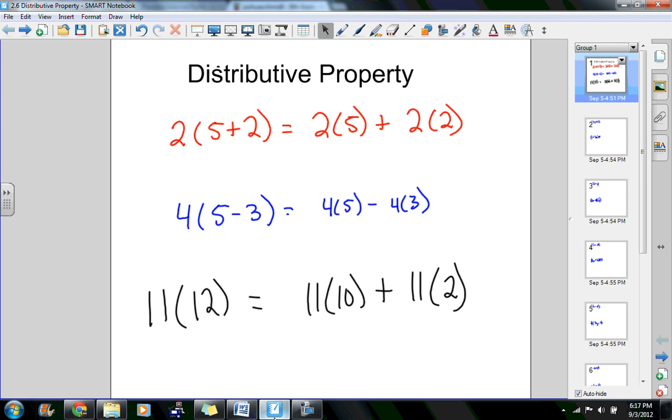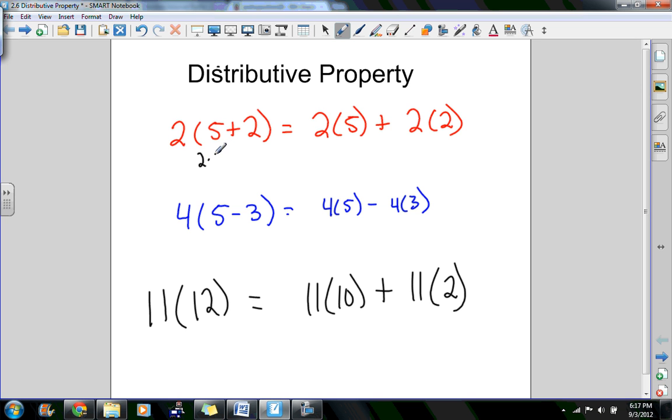The distributive property, we learned it when we were younger with something like this. Order of operations says that we have to do what's inside the parentheses first, so this becomes 2 times 7, which is 14. But the distributive property says that if you do it for the outside numbers as well, 2 times 5 and 2 times 2, you should get the same answer. 2 times 5 is 10, 2 times 2 is 4. Those add together to be 14.